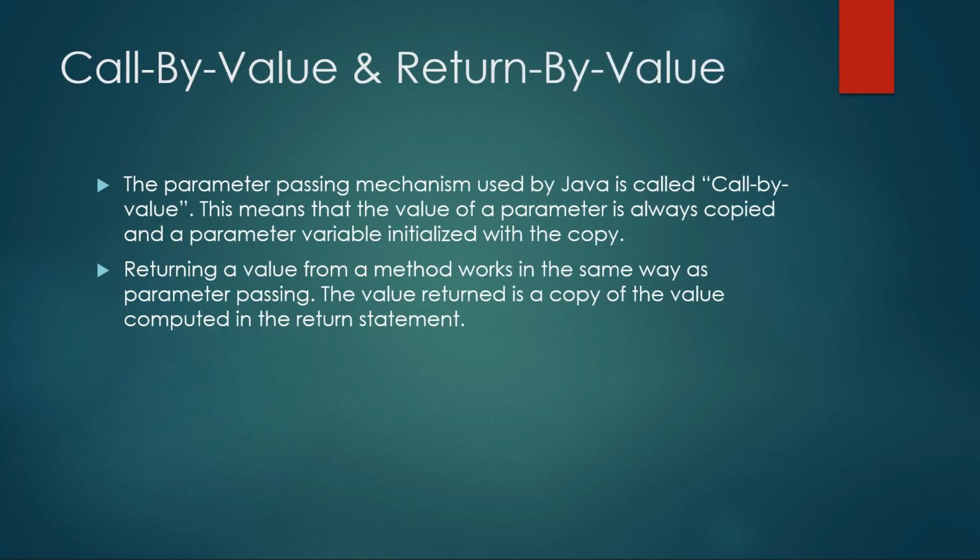Call by value and return by value. The parameter passing mechanism used by Java is called call by value. This means that the value of a parameter is always copied and a parameter variable is initialized with the copy. Returning a value from a method works in the same way as parameter passing. The value returned is a copy of the value computed in the return statement.